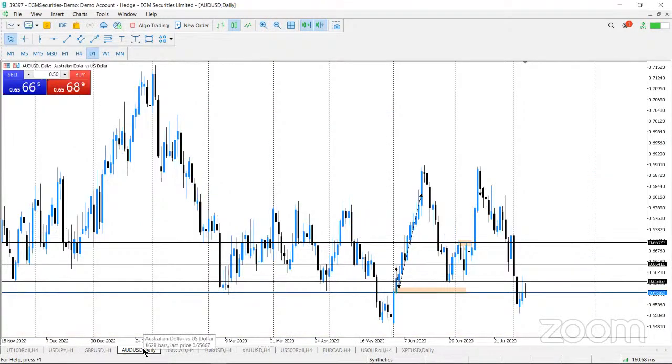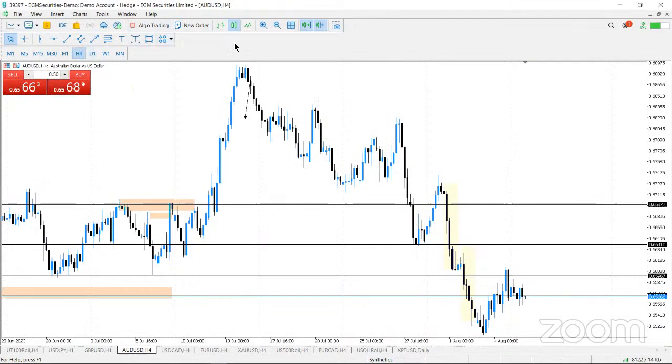Can randomly identify any chart. If you pick, for example, AUD USD, then here I can tell that. Let's look at the 4-hour time frame.